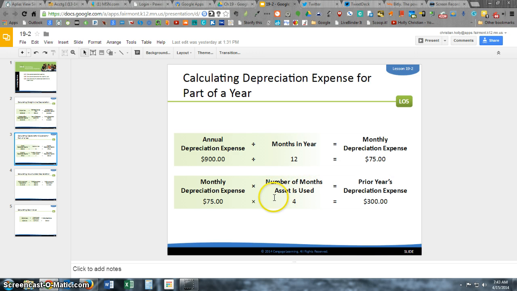So in this case it says we've used it for 4 months. So my assumption then is that we bought it on September 1st. We use it all of September, October, November, and December. Those are the 4 months. So since we get to write it off, even for a partial year, I'm going to take my monthly depreciation expense times the number of months I used it, and I get to write off $300 of this plant asset for this year.